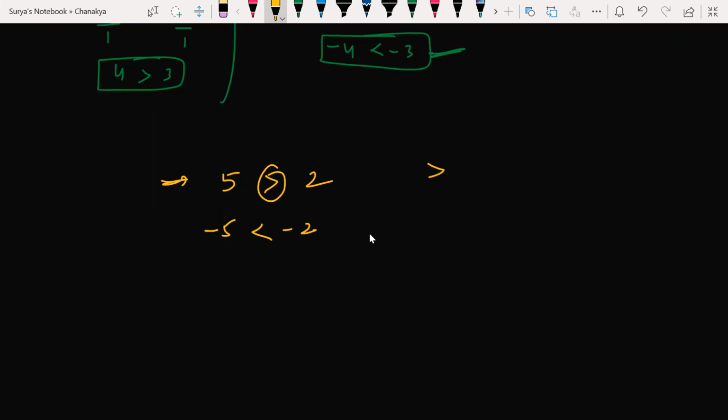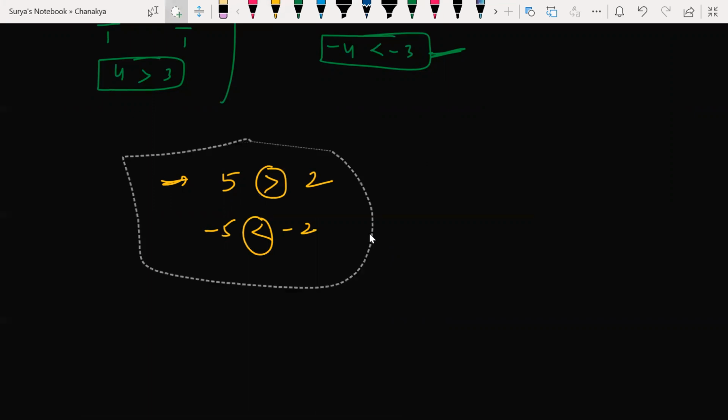Why can't it become greater than or equal to? Beta, how is that possible? Impossible. So whenever you have greater than, it becomes less than when you multiply with a negative sign on both sides. It's very simple.